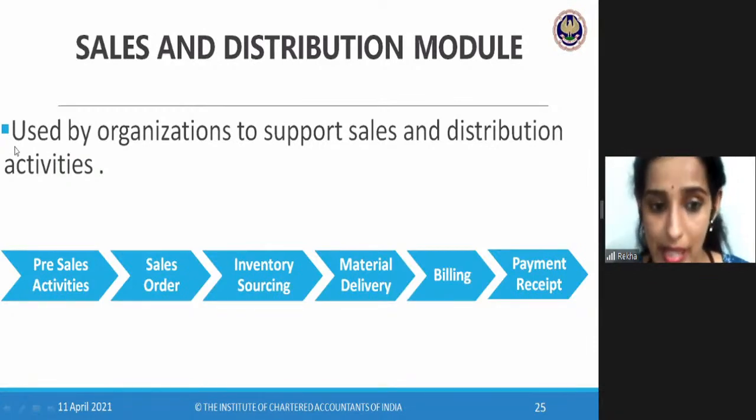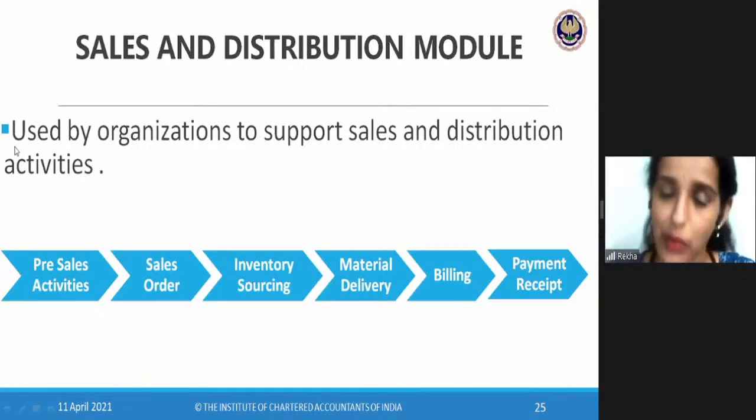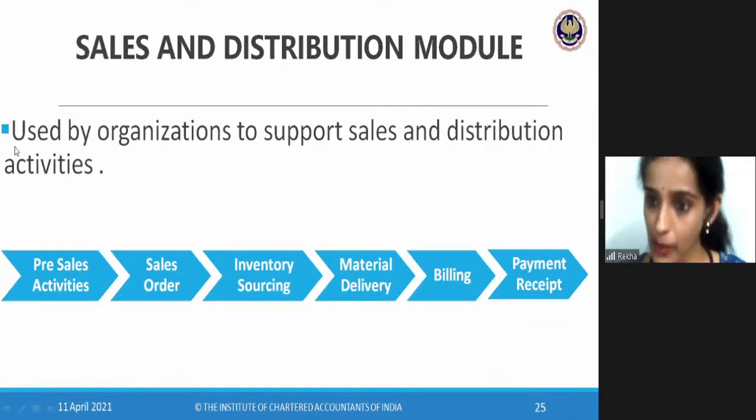Now, once the pre-sales activity is done, what happens? Next they'll get the sales order. They'll have to get the sales order. Now, once they get an order for a particular product, what is the next thing that you have to do? Check whether the particular product is there. If it is there, you can directly deliver it to the customer. Else, what happens? You have to go manufacture that product.